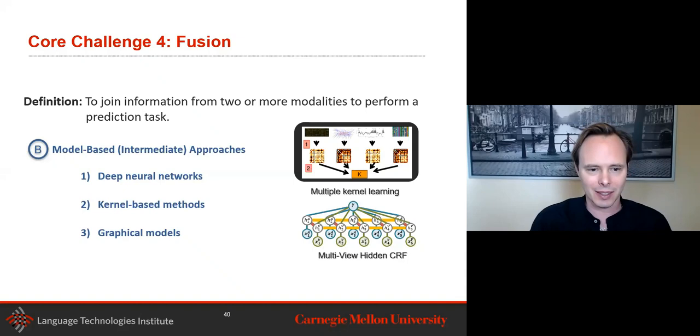But we're also going to discuss kernel-based approaches. And the part that I personally like very much is graphical models. I love their interpretability, and also the fact that you can bring domain knowledge into these architectures. So I think it's good to visit them as well.